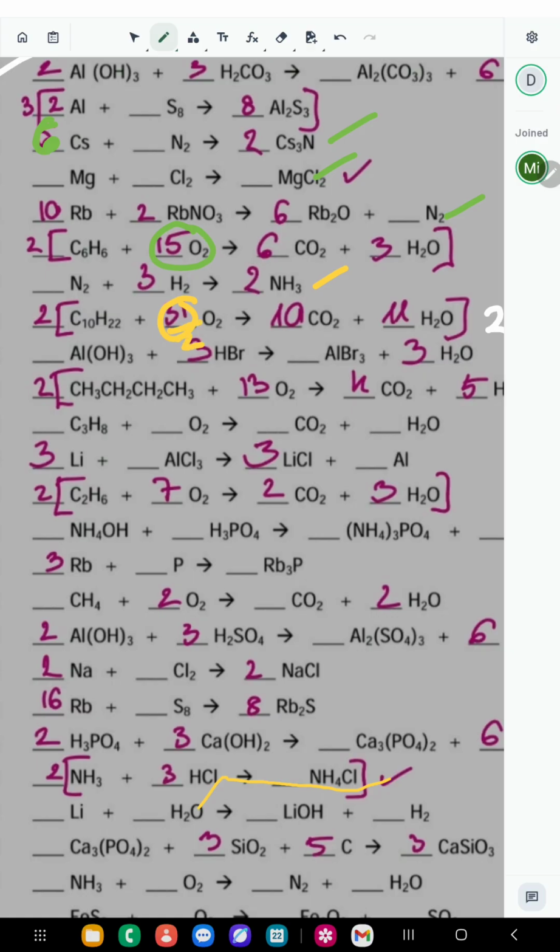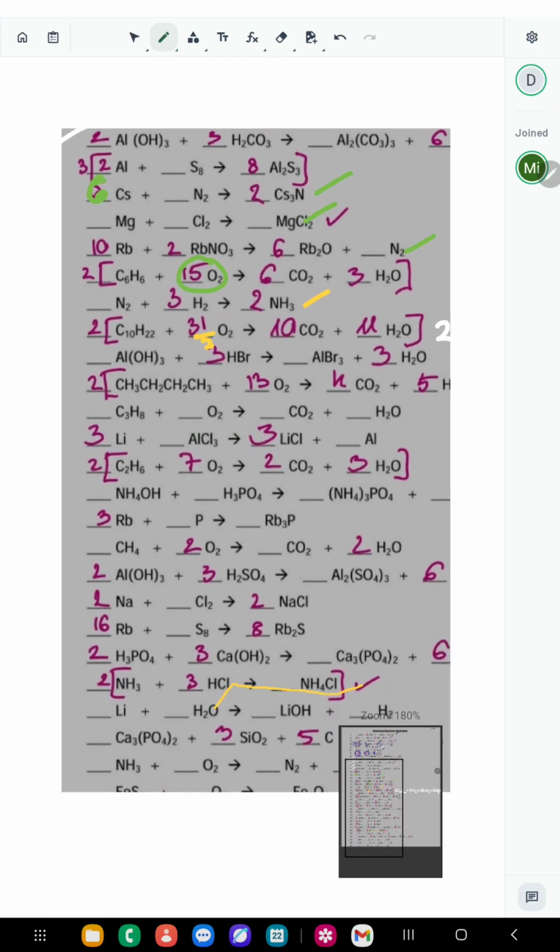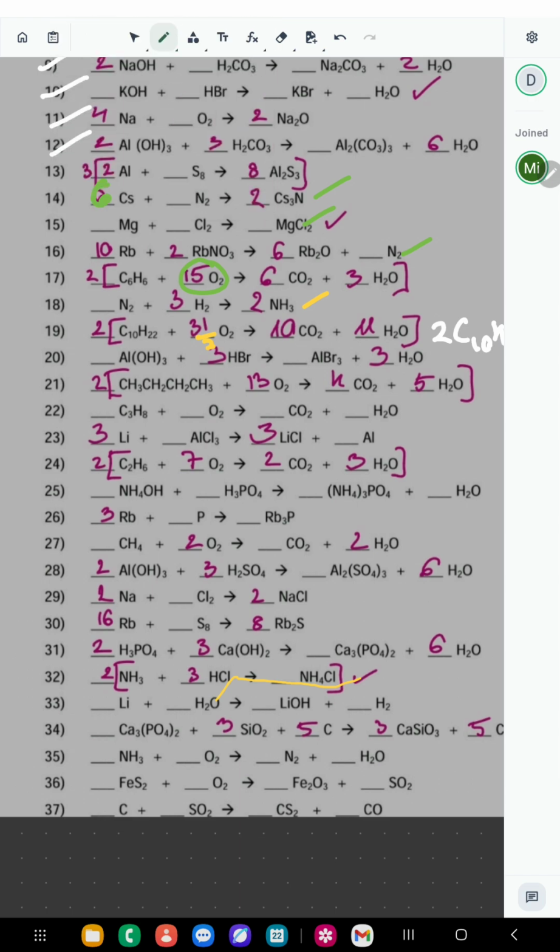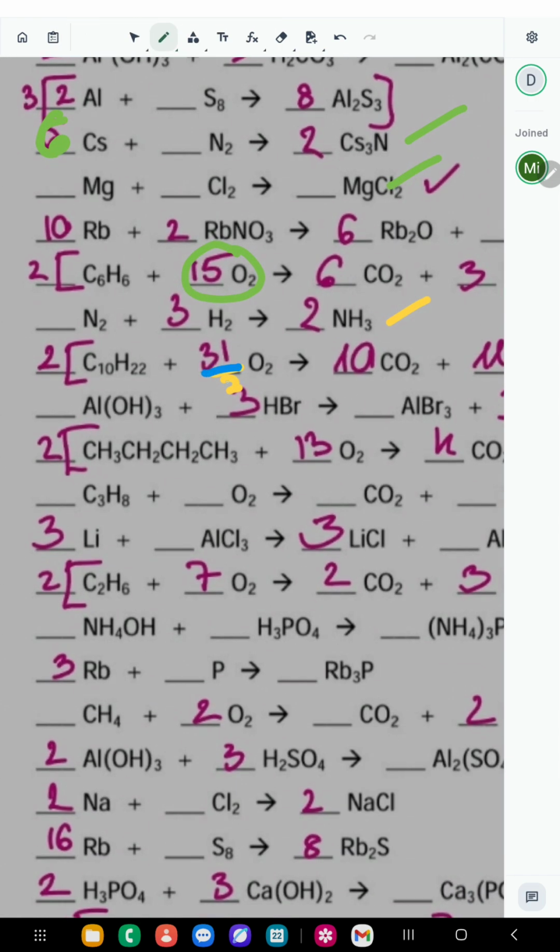This is 31 over 2, right? Not 31. This should be 31 over 2. And then you multiply both sides by 2. Then you get 2 C10H22 plus 31 O2. That one is correct, except you didn't put 31 over 2 here. It should be 31 over 2. And then when you multiply both sides by 2, the final is 2, 31, 20, then 22. That's the final.